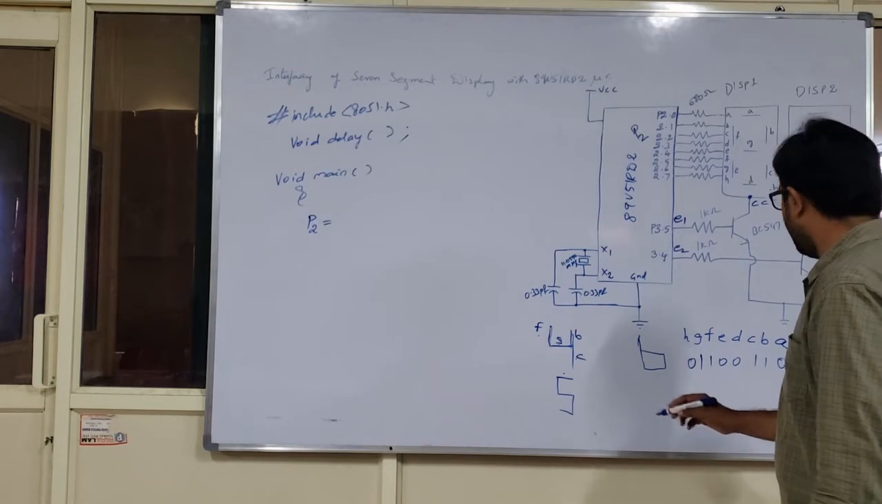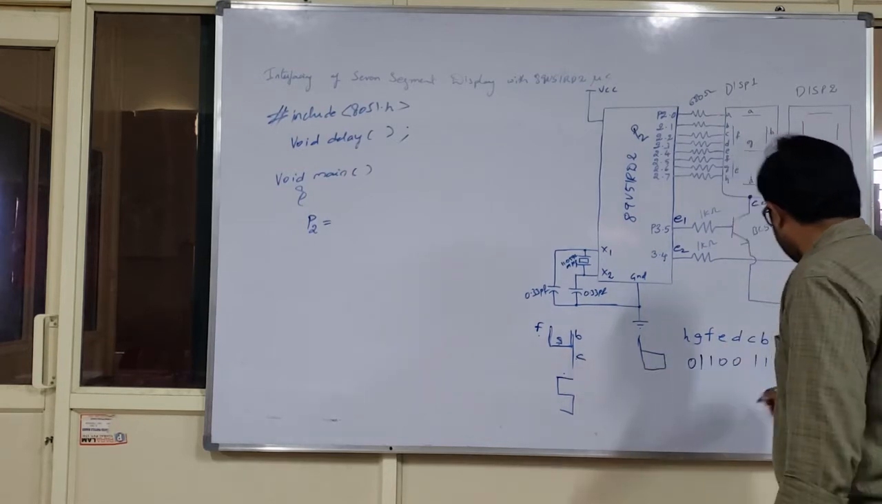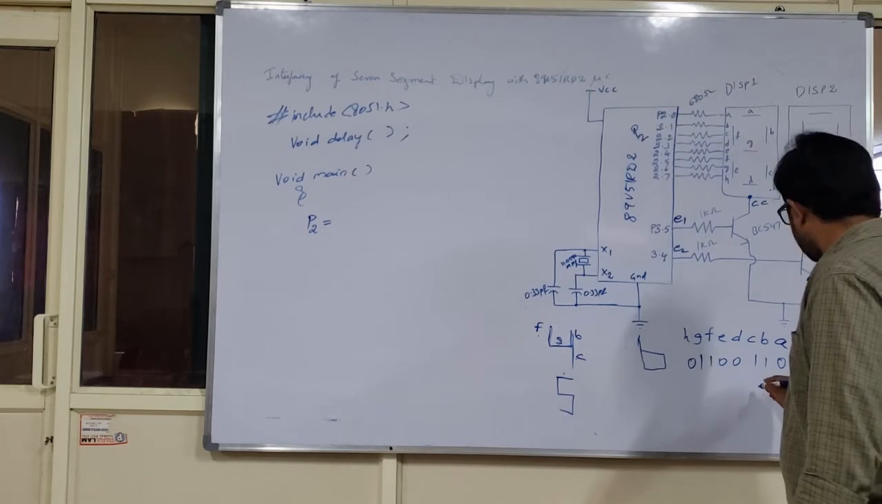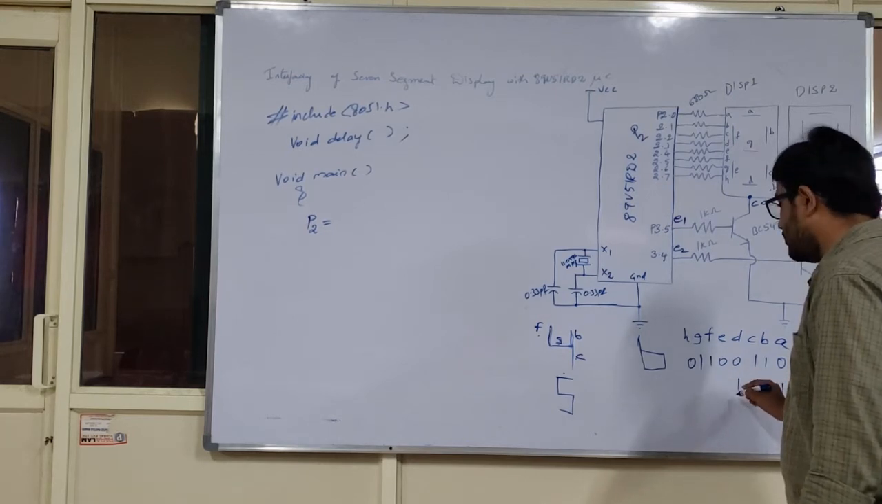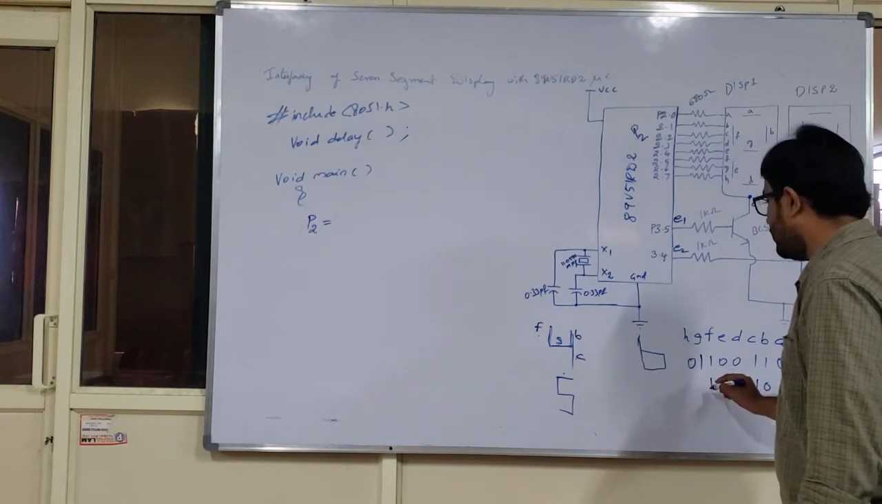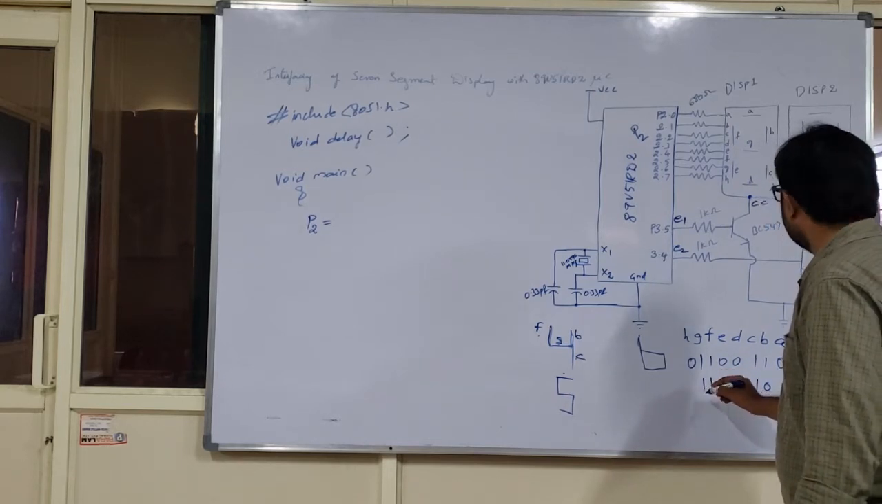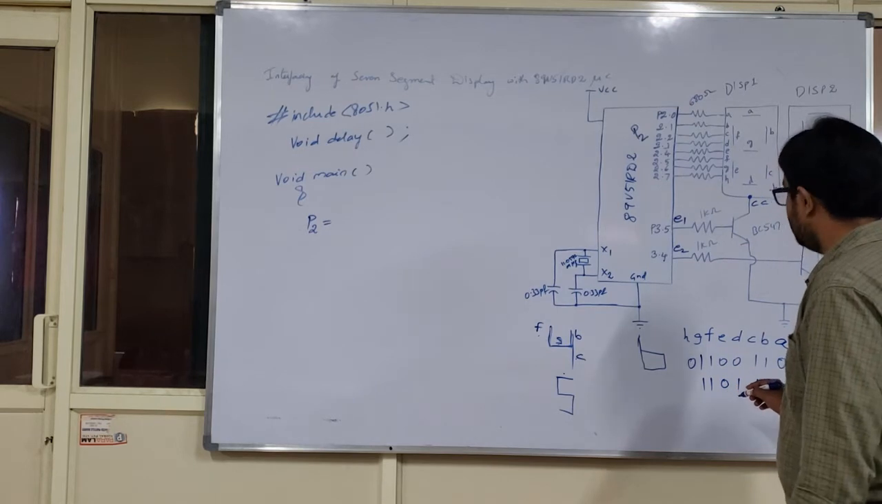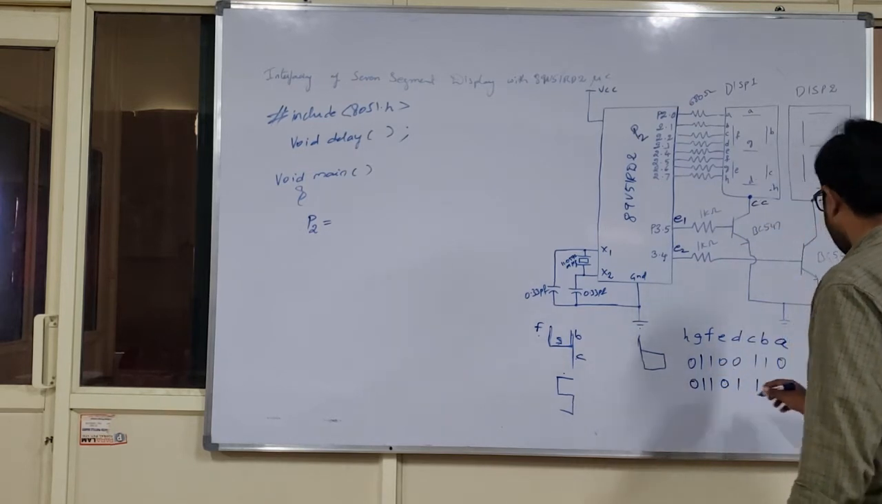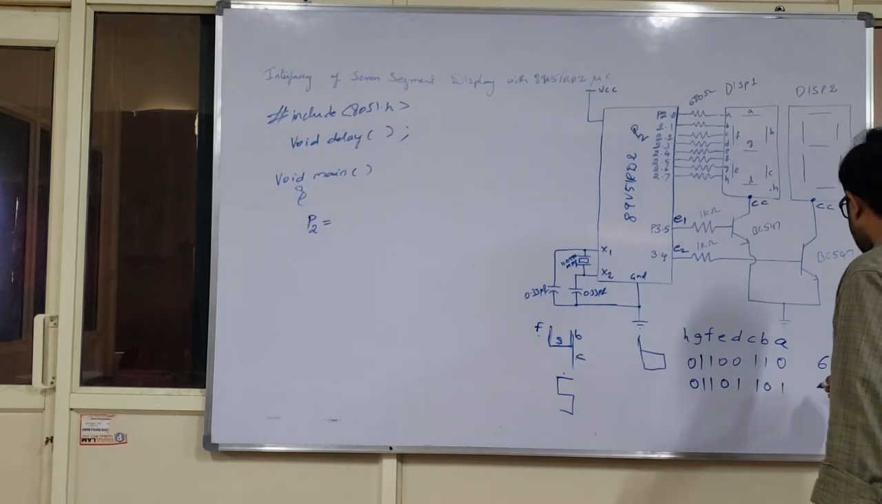And for the 5, A is 1, B is 0, C is 1, D is 1, E is 0, F is 1 and G is 1, and H is 0. The corresponding hexadecimal value for this one will be 6DH.